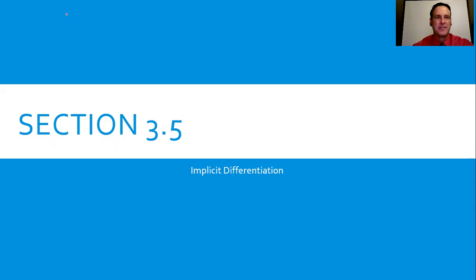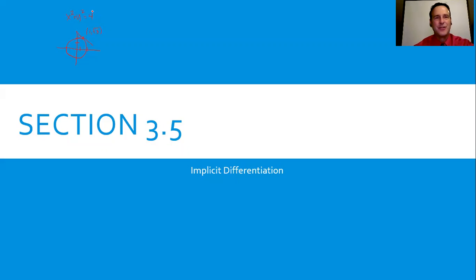There are times when we have equations that look like this. And we know what they look like. They're circles, in this case, with a center of 0 and a radius of 2. And I may ask you, for example, to find the equation of the tangent line that passes through (1, square root of 3).